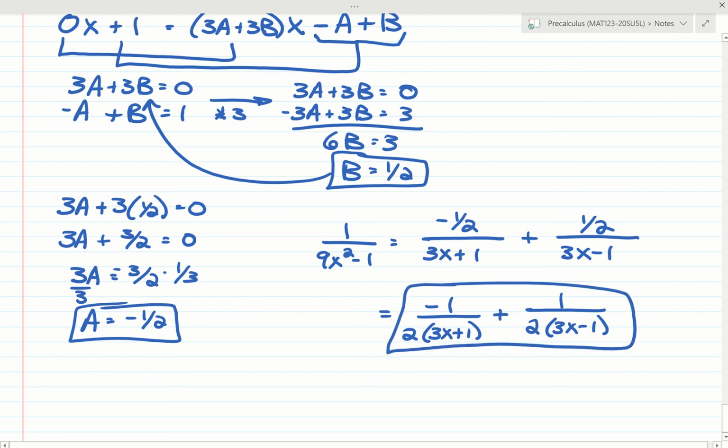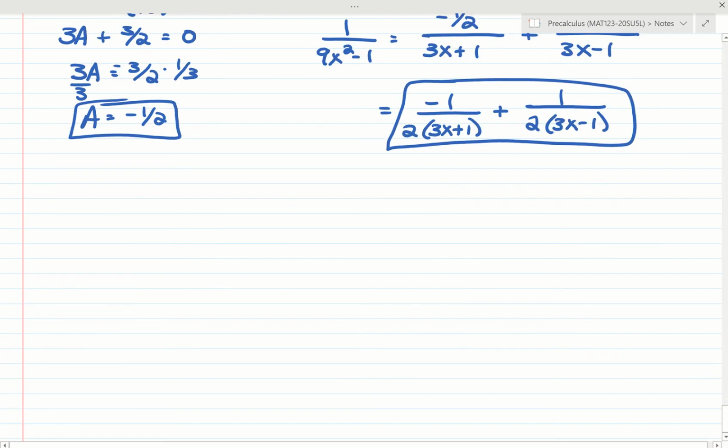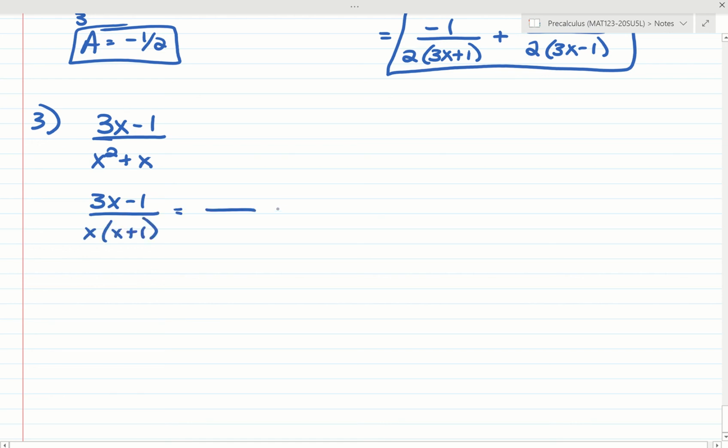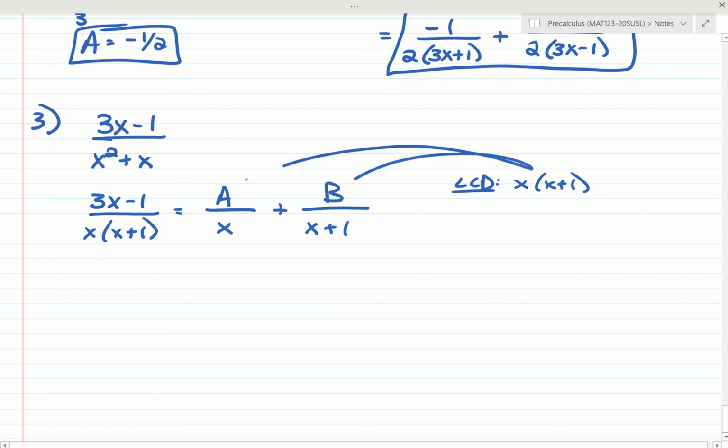Okay. I have a couple more problems. Problem number 3. What if we had 3x minus 1 over x squared plus x? Well, first step is let's factor. And then each factor is going to have its own denominator. So we have x and x plus 1. We'll have a and we'll have b. Our LCD would be x times x plus 1, which we'll distribute.